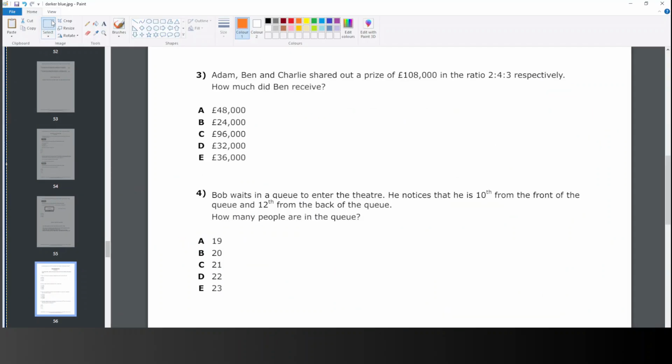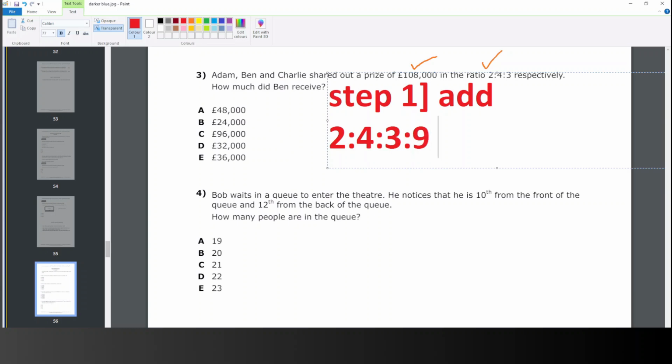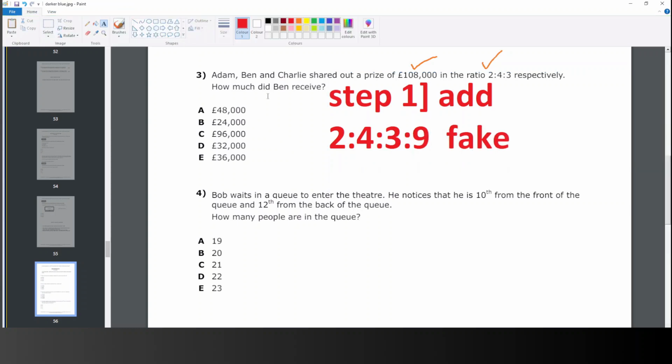Adam, Ben and Charlie share out a prize of 108,000. I should become one of their friends. Why not? That is a lot of money. They share it in the ratio 2:4:3. Step 1 with every ratio question is you must add. Do not forget this. I say this all the time to all my students. Add the numbers. 2 plus 4 plus 3 is equal to 9. This is, I call it the fake total.